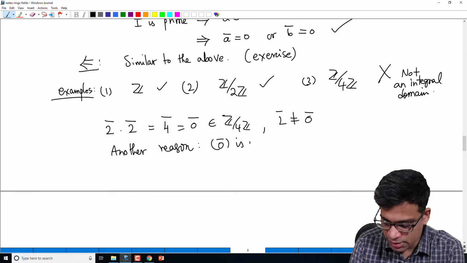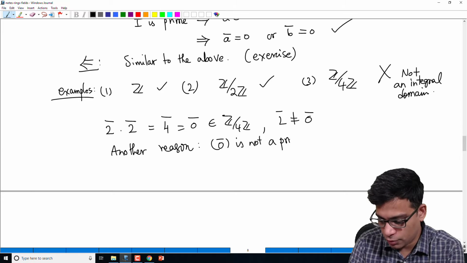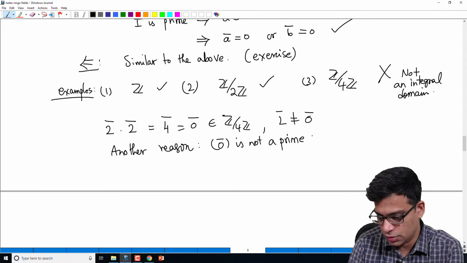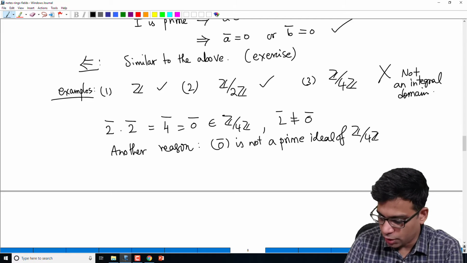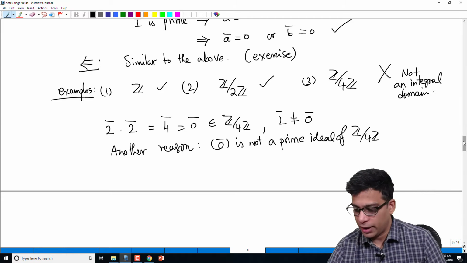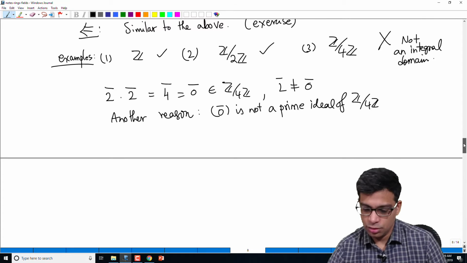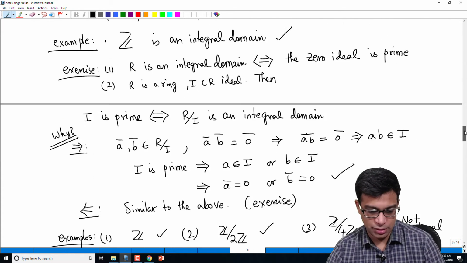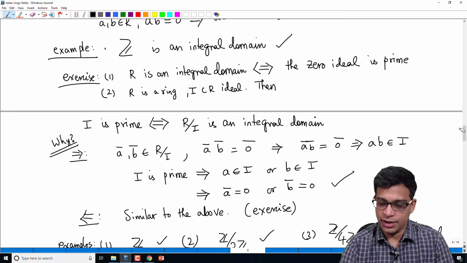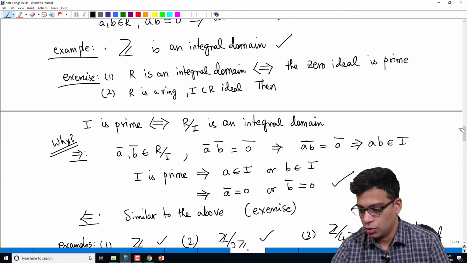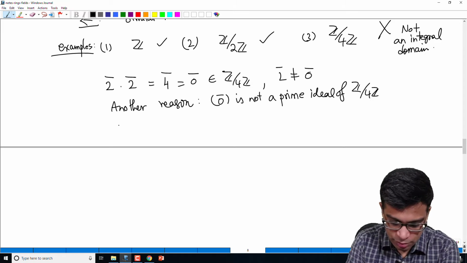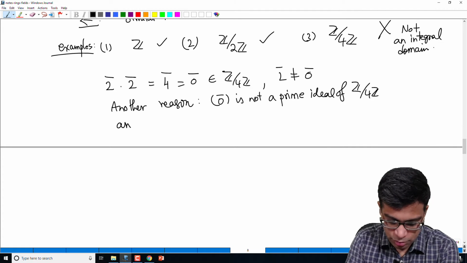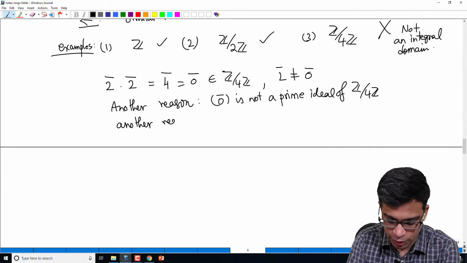Another reason is that we already saw in the last video, 0 bar is not a prime ideal of Z mod 4Z. Hence Z mod 4Z is not an integral domain by the observation I made here: R is an integral domain if and only if the 0 ideal is a prime ideal. Yet another way to see this is the following.